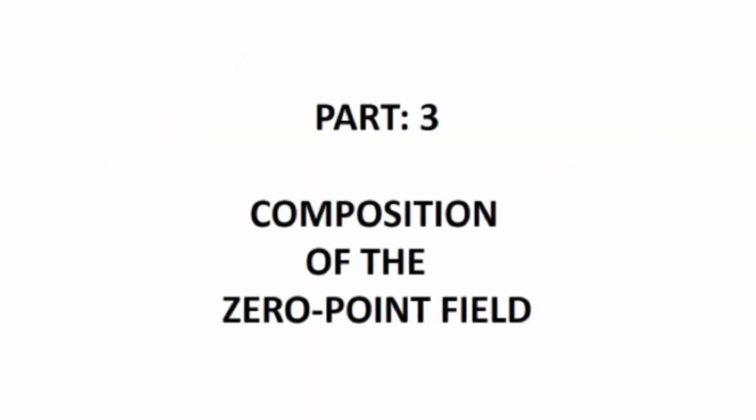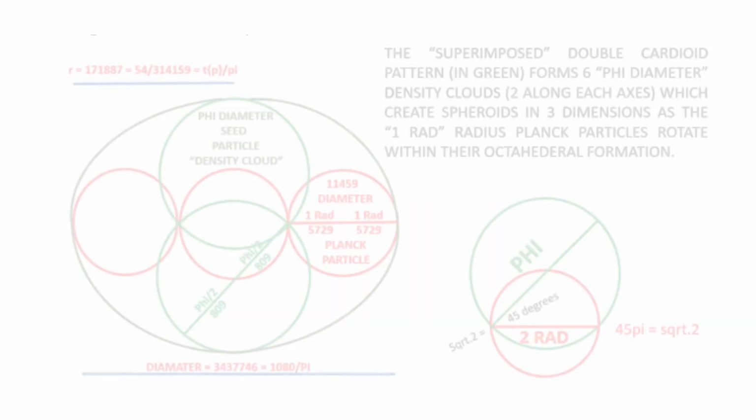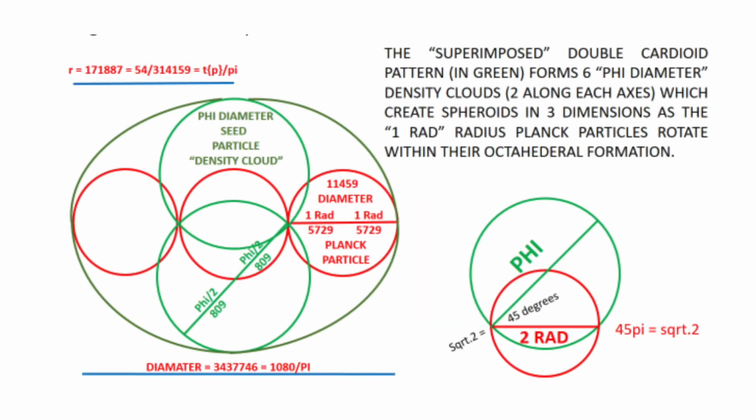Part 3. Composition of the zero-point field. The internal dynamics of the photon involve the rotation of 1 rad radius Planck particles revolving around a centralized 7th Planck particle, which in turn forms 6 phi diameter density clouds or seed particles, analogous to electron clouds because of their average position at high orbital velocity.